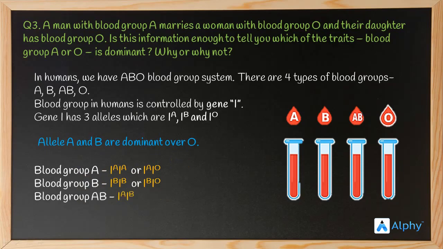Blood group AB: IA-IB. Since both the alleles A and B are dominant, they both will express themselves and the blood group formed will be AB. Blood group O: IO-IO, or we can also denote it as small i, small i. Since it is a recessive allele, it will only express itself in a homozygous condition, which means the person will have two copies of the same allele.